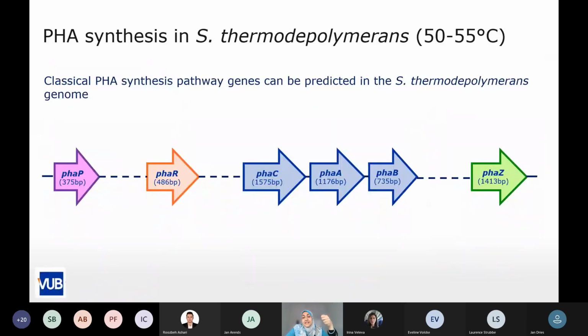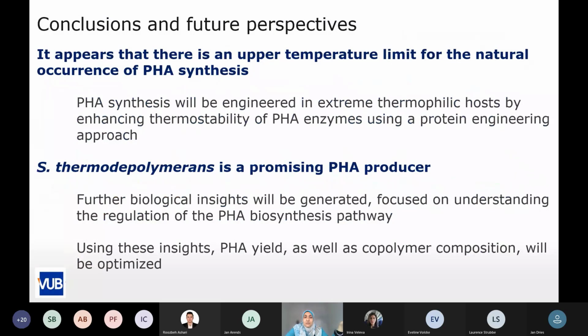And luckily this time, by screening the genome of Schlegelella thermodepolymerans, I could predict all the genes involved in PHA production. So now I can share some of the conclusions of my research. It appears that there is an upper temperature limit for the natural occurrence of PHA synthesis. In extreme thermophiles, we couldn't obtain PHA, and it's not just for Thermus, because we extended our bioinformatic analysis to nearly all the other extreme thermophiles, and we couldn't find the classical PHA genes inside. But in moderate thermophiles, we can obtain PHA from them.